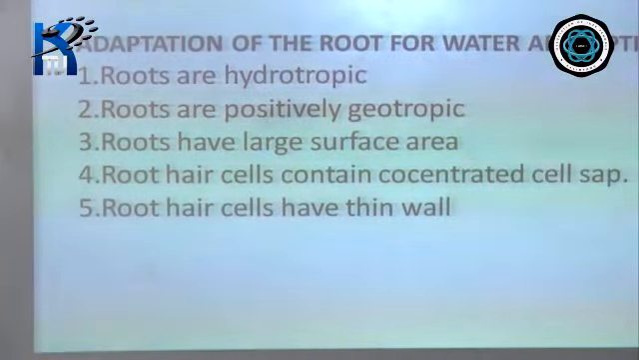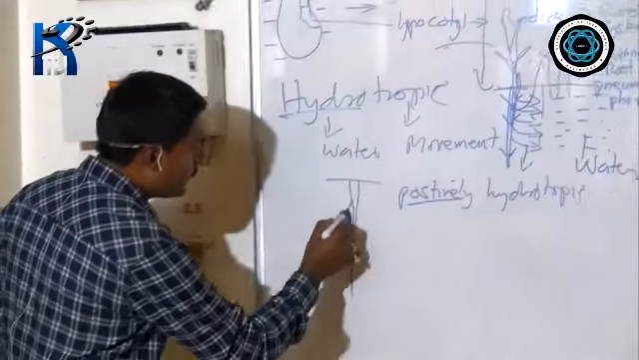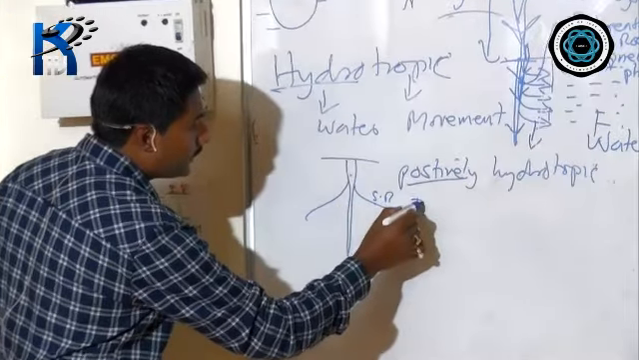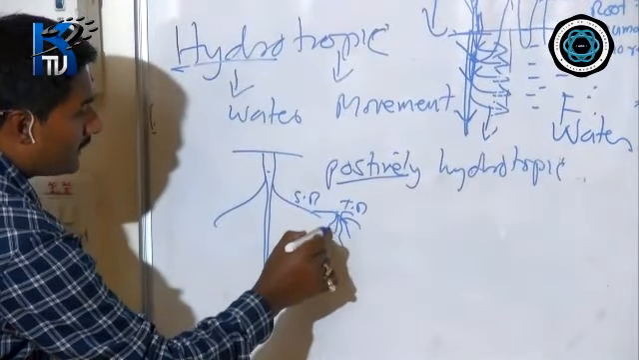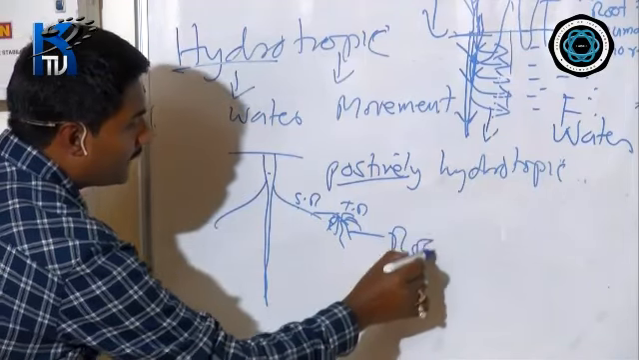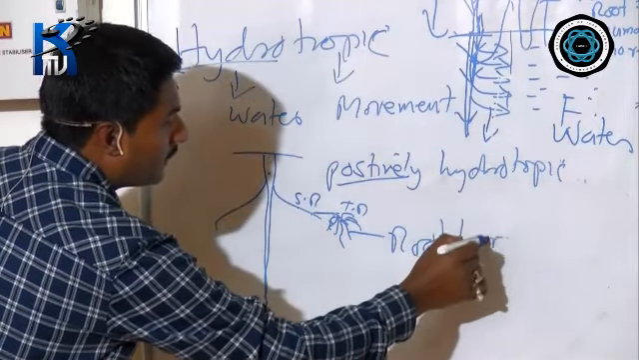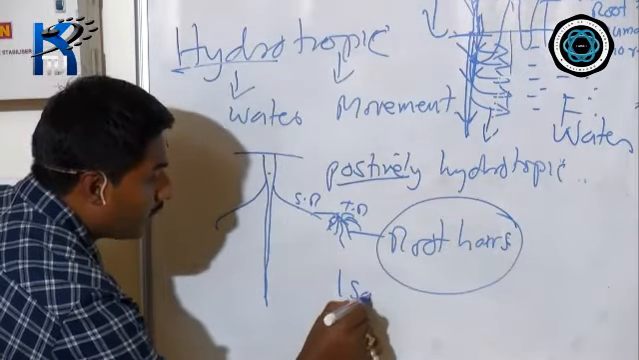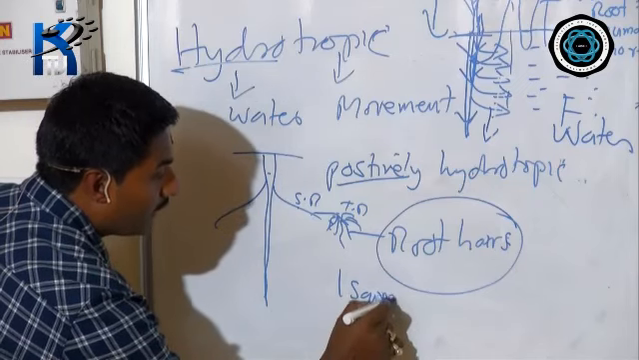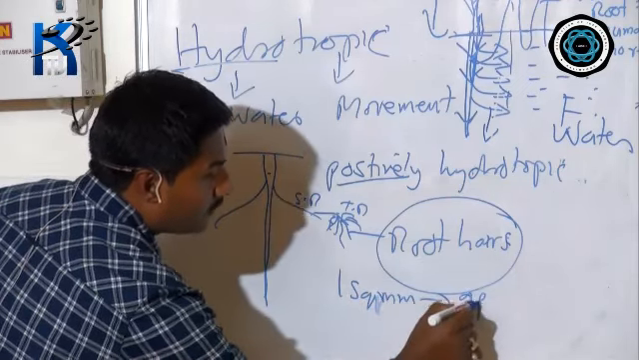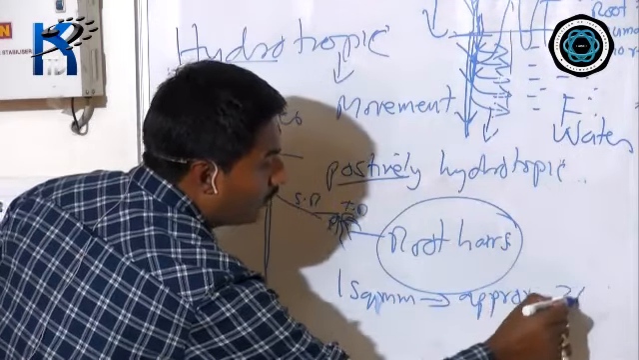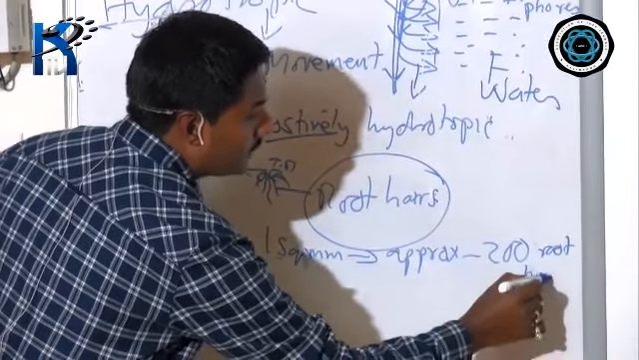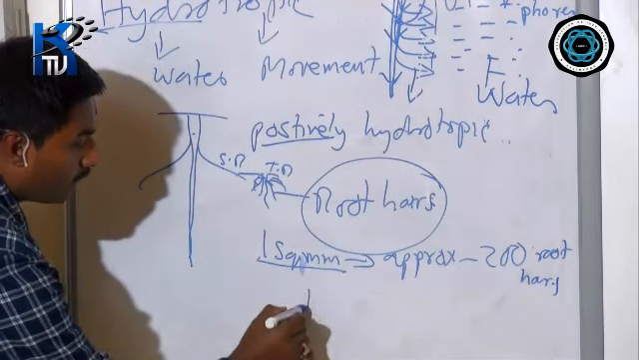Roots have a large surface area. What does it mean? You see the primary root, then the secondary root, then again the tertiary root, and from here you will find numerous microscopic root hairs. Now, how much is this root hair? Approximately, in 1 square millimeter there are around 200 root hairs.